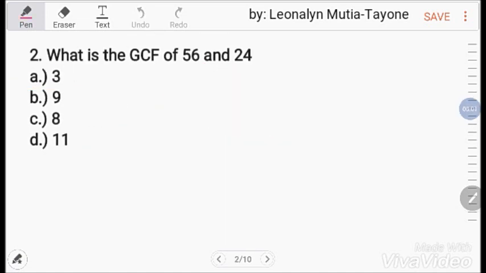Number 2. What is the greatest common factor of 56 and 24? First, i-factor out na naman natin ito. Like, i-divide mo ng 2, 56, that is 28. I-divide mo ng 2, 28, that is 14. Ito naman ang i-factor out pa siya, that is 7. So, hindi na. Yan na yung mga prime factors.